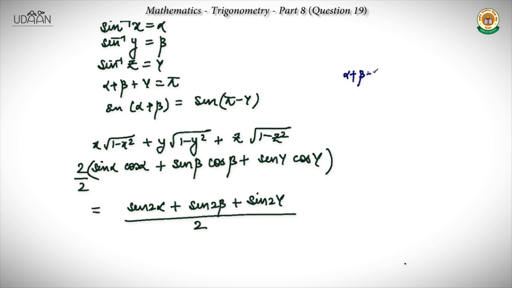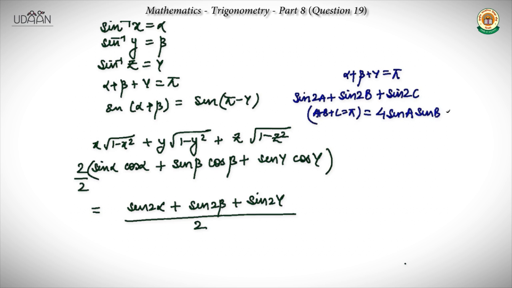Okay, since मुझे पता है alpha plus beta plus gamma is equals to pi है, there's another important property which is sin 2a plus sin 2b plus sin 2c, where a plus b plus c equals to pi. This gives us 4 times sin a, sin b, sin c. So when I solve this, this is the property.